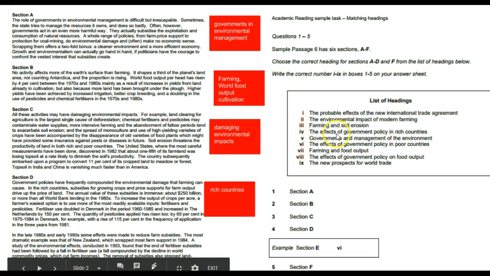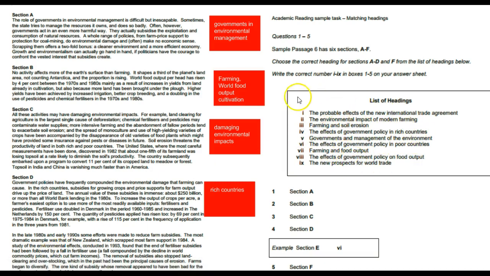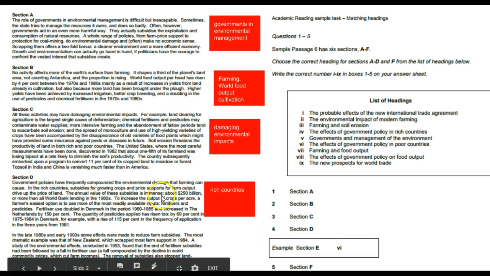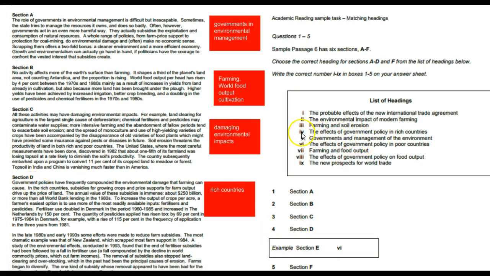Here we have 3, farming and soil erosion. Remember that we only need 6 headings because the passage has 6 sections, so some of them will not apply. For example, farming and soil erosion, we don't have a paragraph here talking about that. The effects of government policy in rich countries is already done for section D. So section D, we're going to match it with 4, and then heading number 5, governments and management of the environment. It's clearly here, looking at the keywords, so we can match it with section A.